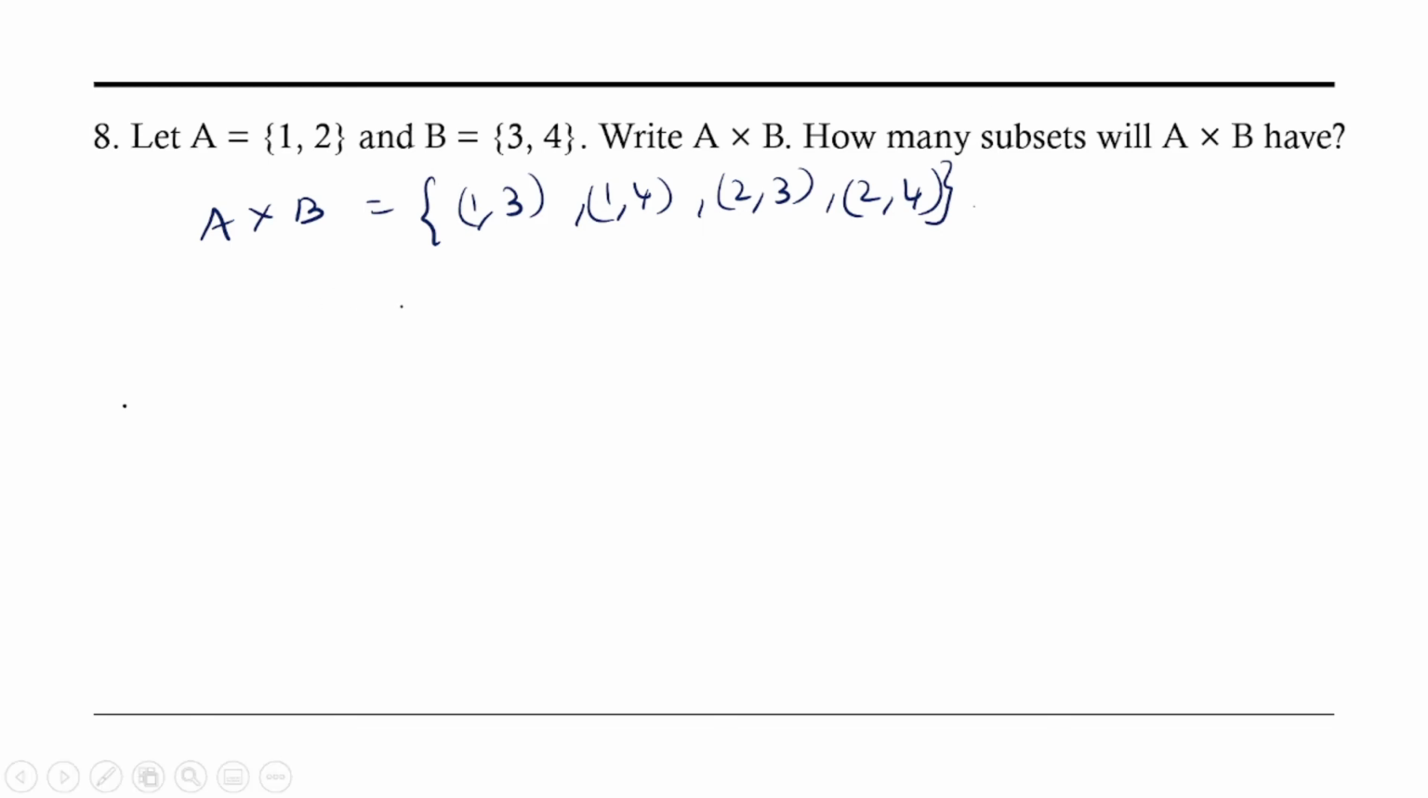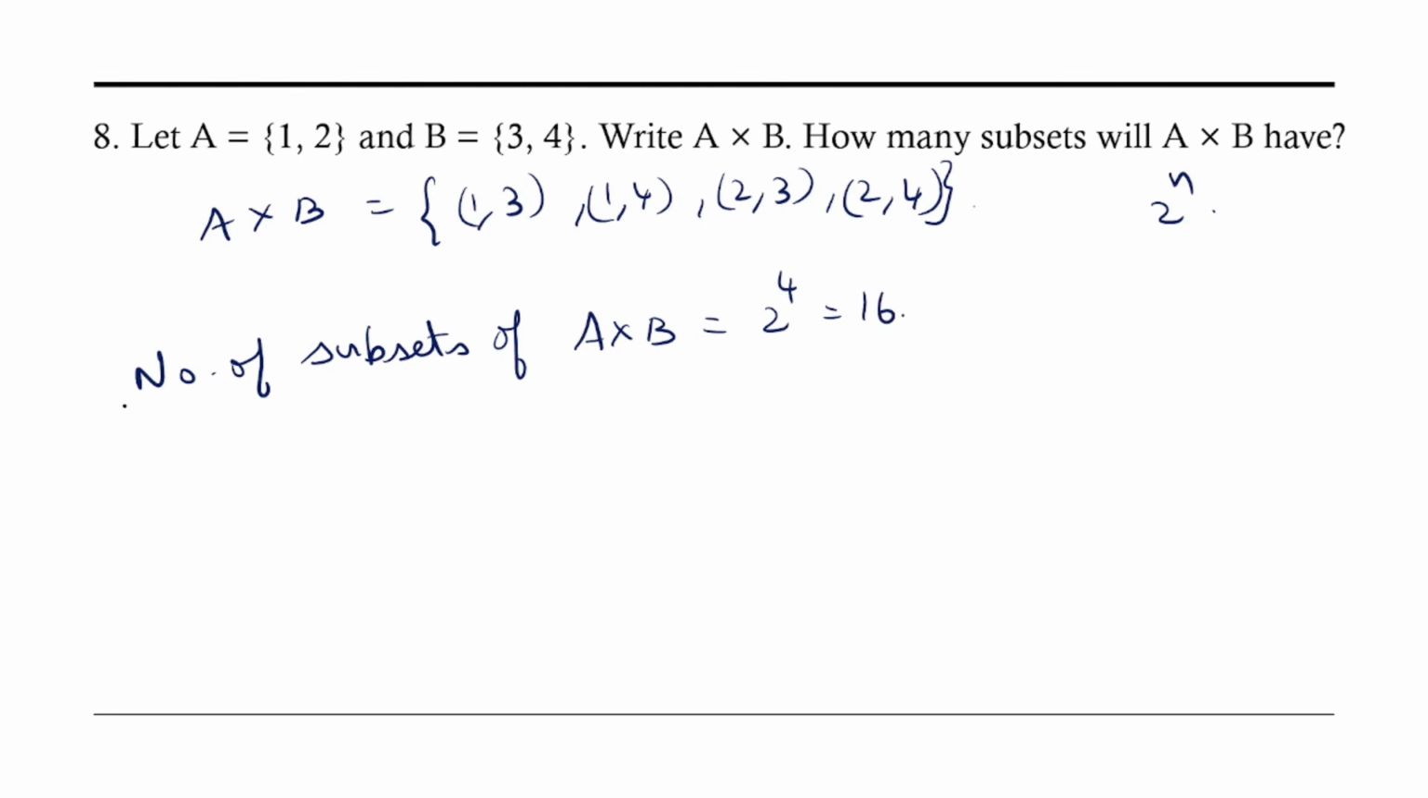Now the number of subsets, if a set has got n elements, it is given by 2 raised to n. Here A cross B has got 4 elements. So the number of subsets of A cross B is 2 raised to 4, which is 16.